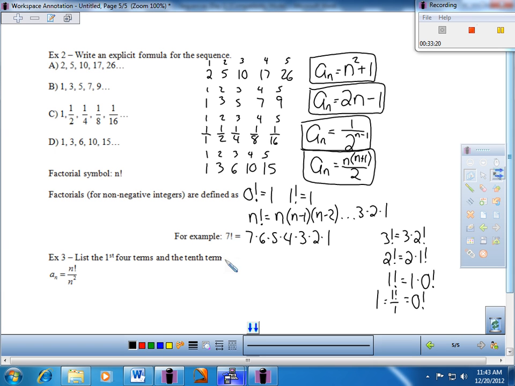Here's what I'd have you do if you get an opportunity. This one's pretty straightforward. Same idea. List the first 4 and the 10th. So the first term, put 1 in. Second term, put 2 in, etc., etc. I'm going to give you my answers here. I'm hoping I have this on my sheet, and then we'll kind of round this out here.